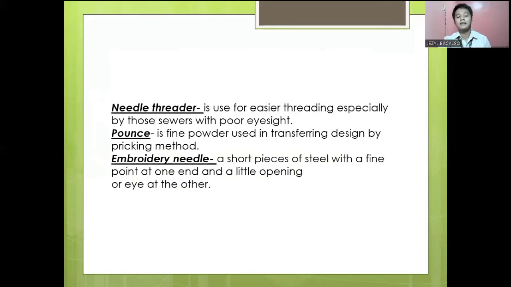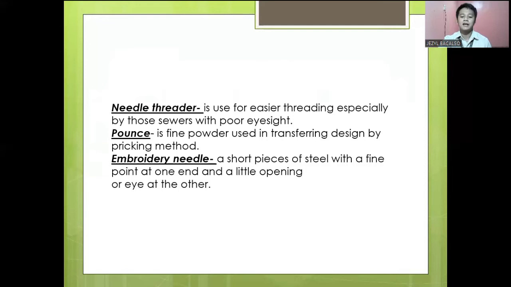Then the next one is the needle threader. It is used for easier threading, especially by those sewers with poor eyesight. Then the next one is punch. It is a fine powder used for transferring designs by the pricking method. Then the next one is embroidery needle.